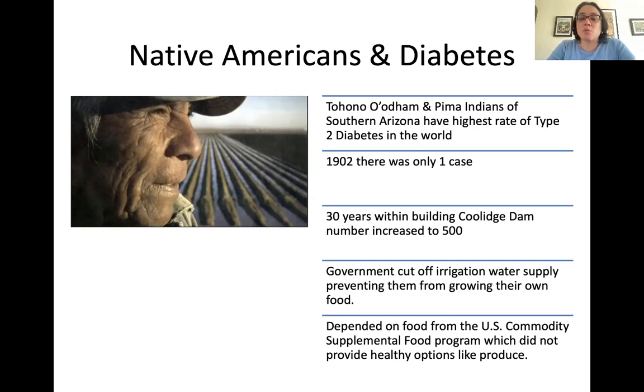And so what happened was that when constructing this dam, the government cut off irrigation water supply to this population, preventing them from being able to grow their own food, which meant that they had to become dependent on food from the US Commodity Supplemental Food Program, which did not provide healthy options like produce. So once they had to depend on government provided food instead of food that they grew themselves, we saw this unhealthy turn in their diet and therefore an increase in the number of diabetes cases.